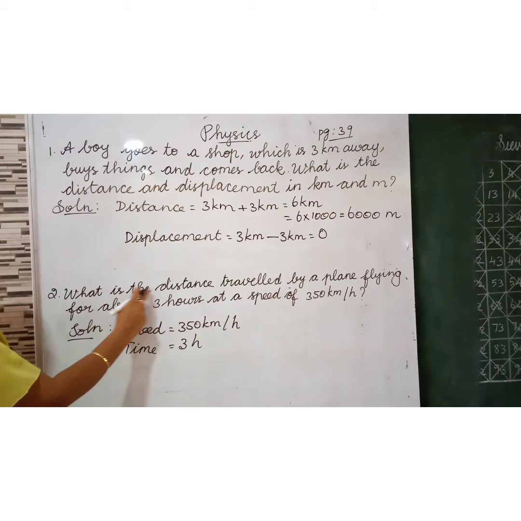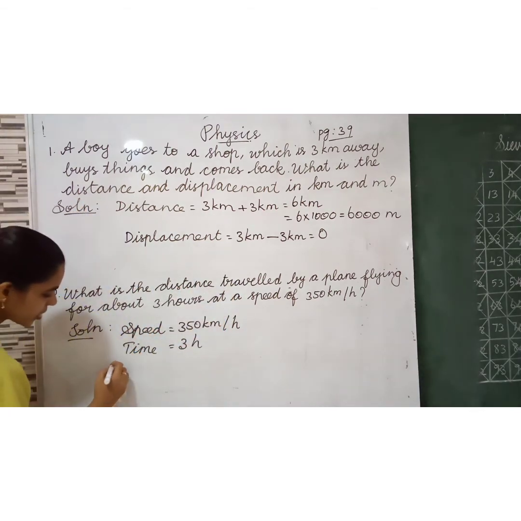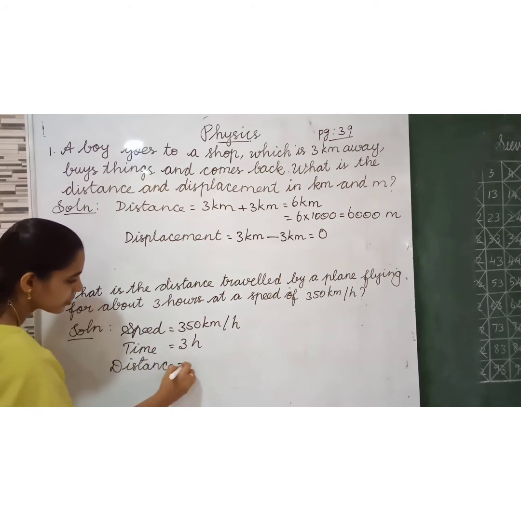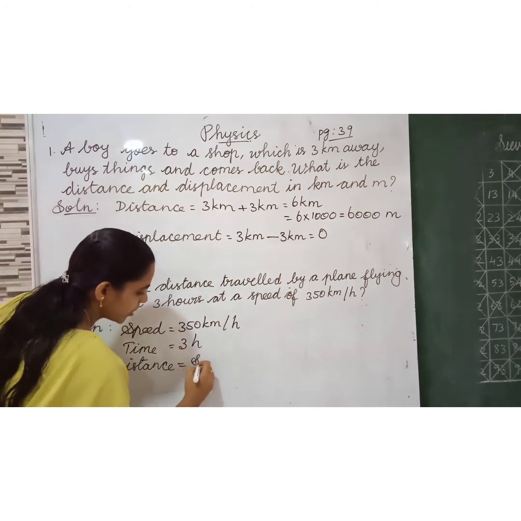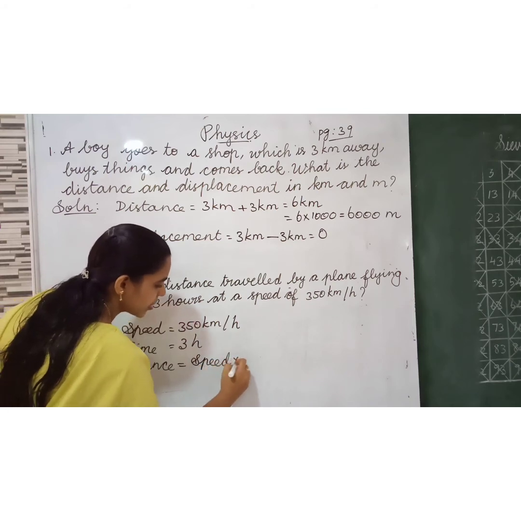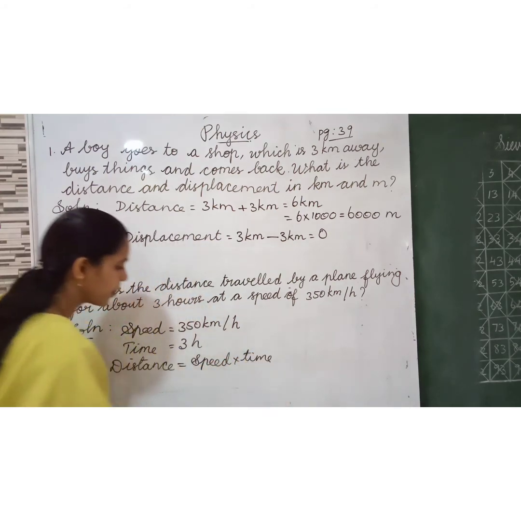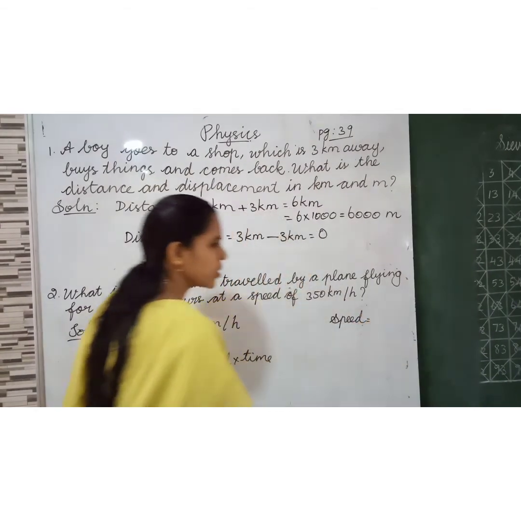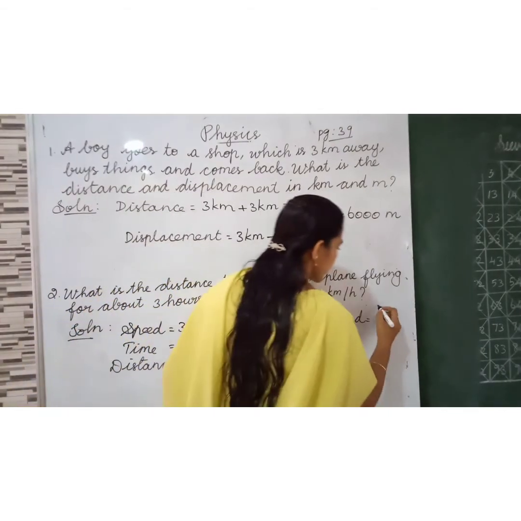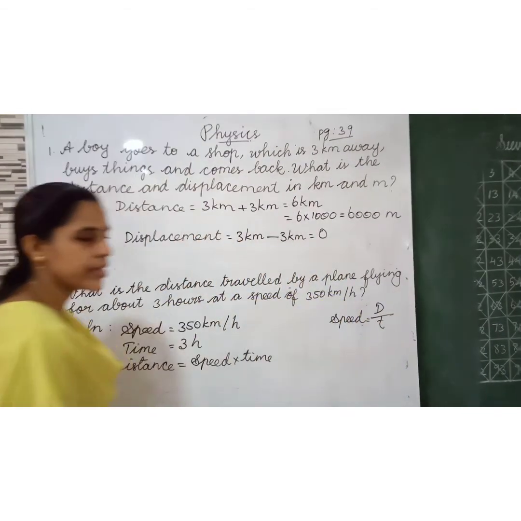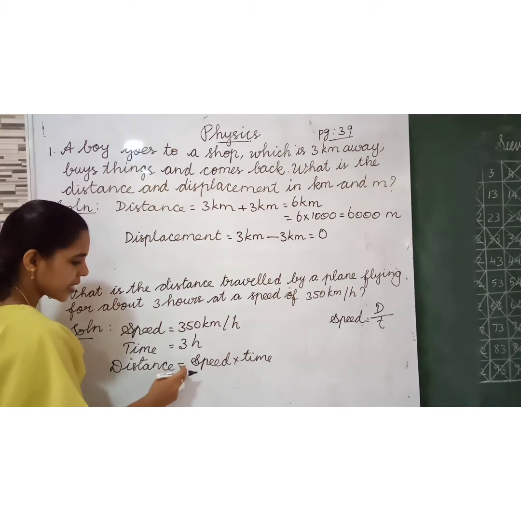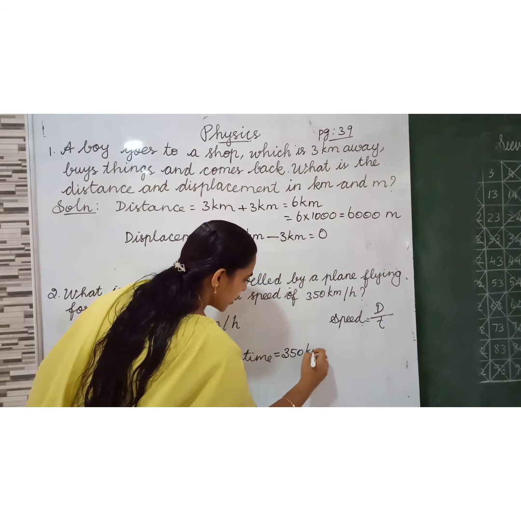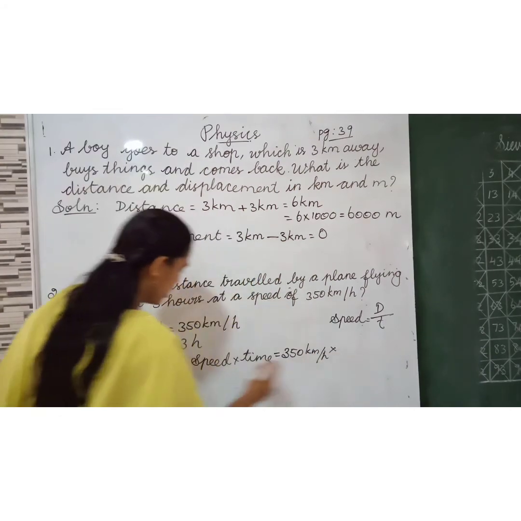Listen here, what is the distance? We have to find the distance. What is the formula for distance? Distance is equal to speed into time. Already we know the formula. What is the formula for speed? Speed is equal to distance by time. So distance is equal to speed into time. So 350 kilometers per hour into 3 hours.